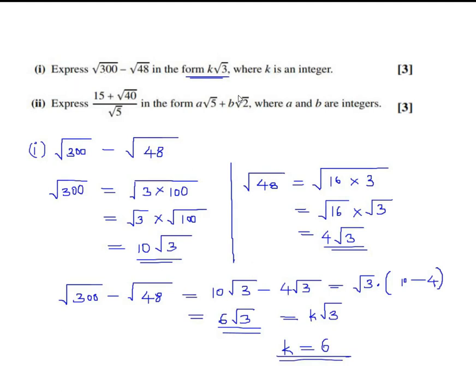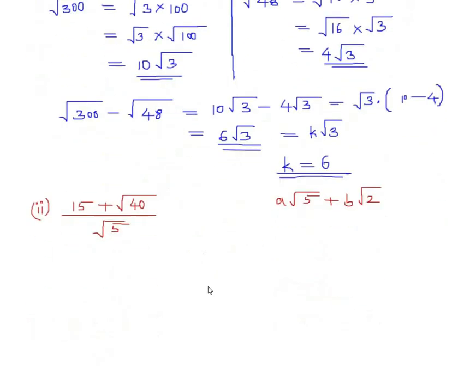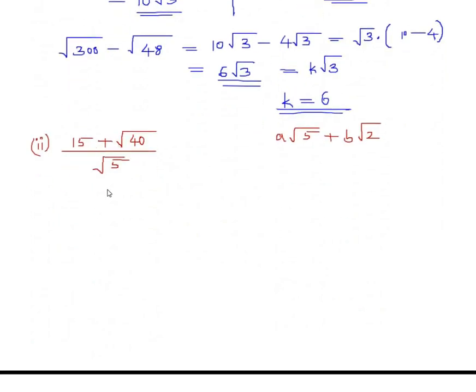Now let us look at the second question. Express 15 plus square root of 40 over square root of 5 in the form a root 5 plus b root 2. So let me just copy down the question here. So 15 plus square root of 40 over square root of 5 should be written in the form a root 5 plus b root 2. Okay, so let us start solving this example.